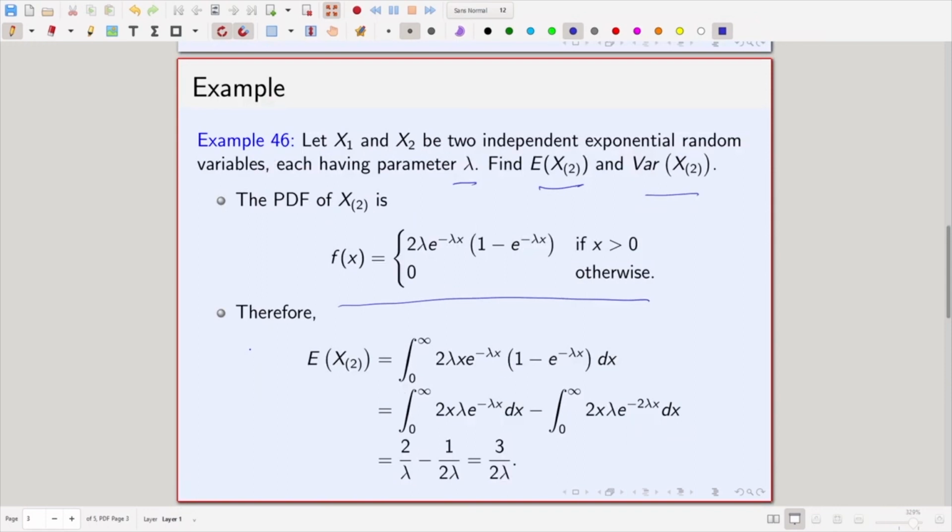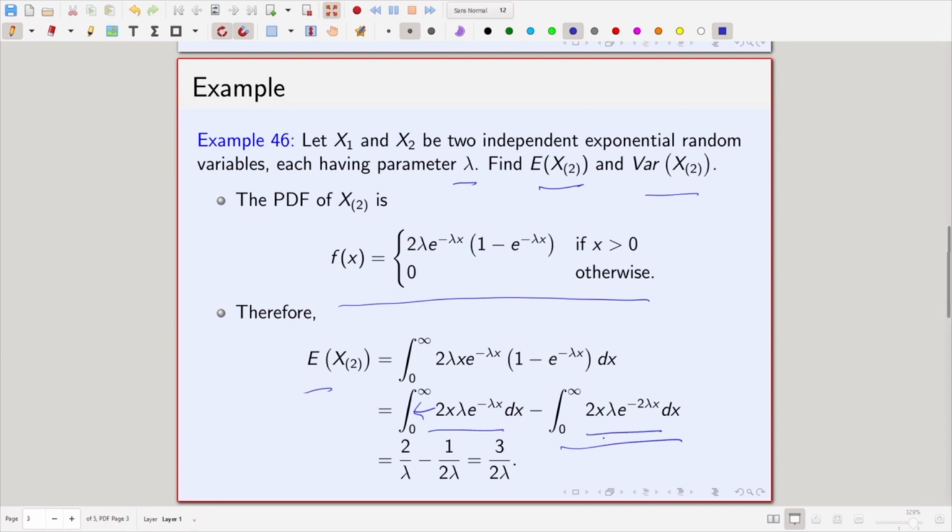Now, once I have the density, I can calculate the mean and the variance. To find the mean, we just integrate the density from 0 to infinity multiplied by x. Now, I just separate it. If you take this 2 outside, this is just the integral from 0 to infinity of x lambda e to the power minus lambda x dx, that is nothing but the mean of an exponential random variable with parameter lambda. So, that is 1 over lambda, but since you have this 2, you get 2 over lambda.